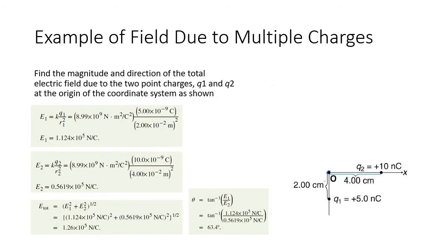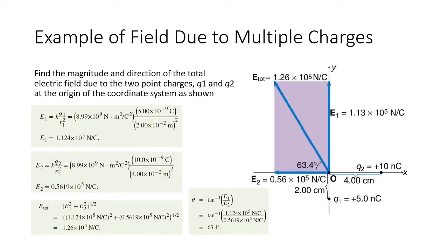So let's take a look at what this looks like. Here we have E1 going up, we have E2 going to the left. Again, when you're adding those two together, the total field is the square root of E1 squared plus E2 squared, all square rooted. And then to get the direction, you do arctan of rise over run, E1 over E2.